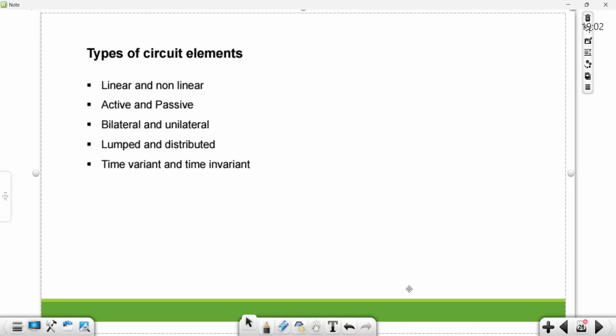We'll proceed. Till yesterday, we have learned about what is voltage, what is current, what is power, what is energy, their definitions, and also the basic problems of it. Today, we are going to discuss the types of circuit elements, that is linear and nonlinear, active and passive elements, bilateral and unilateral, lumped and distributed, time variant and time invariant.